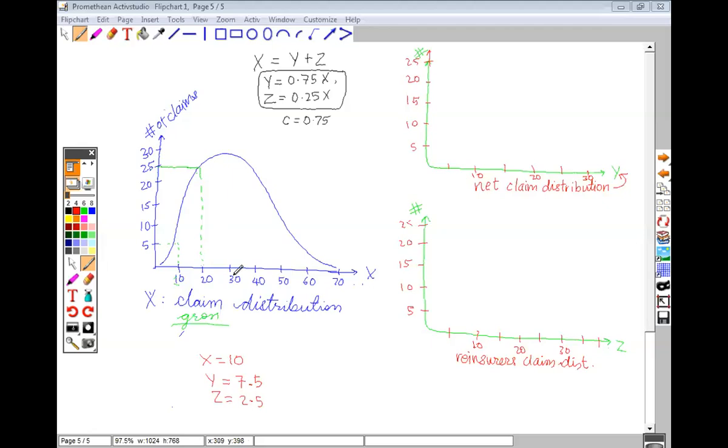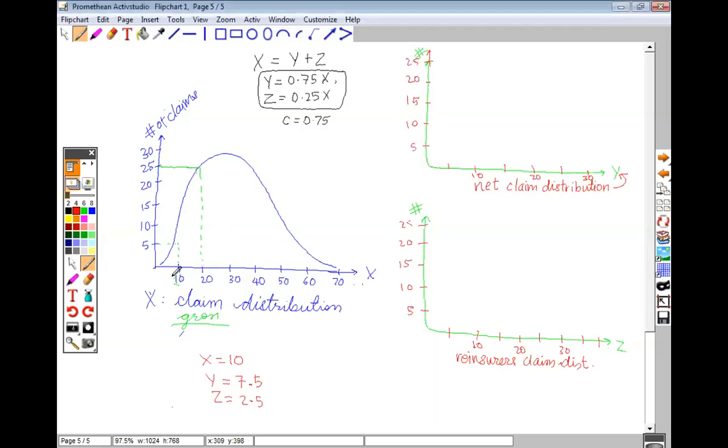So did you guys... was I there in the meeting when I wrote about the C being 0.75? Yes, ma'am. Okay. So what I did now was I have just taken my x to be 10.